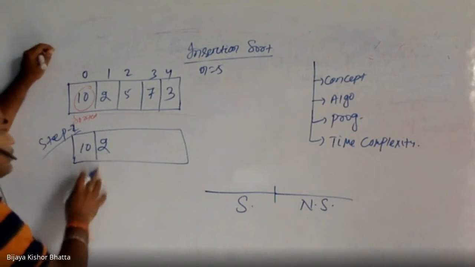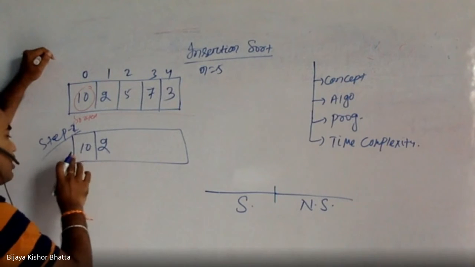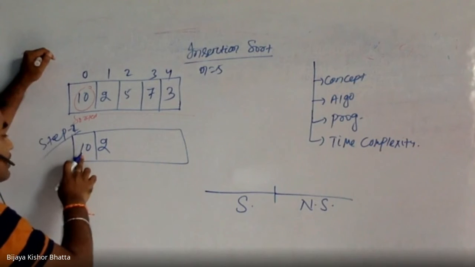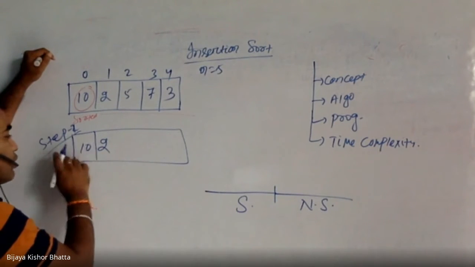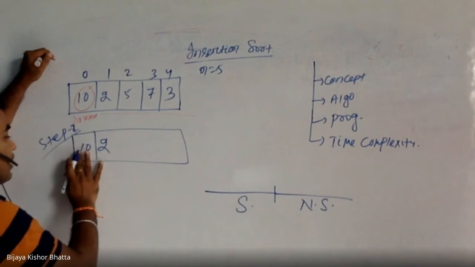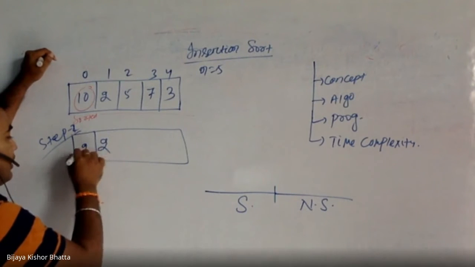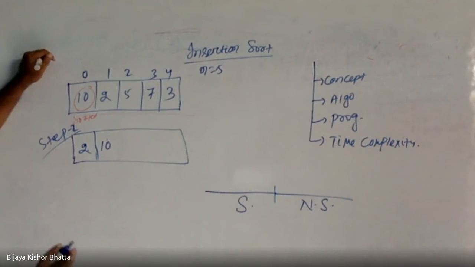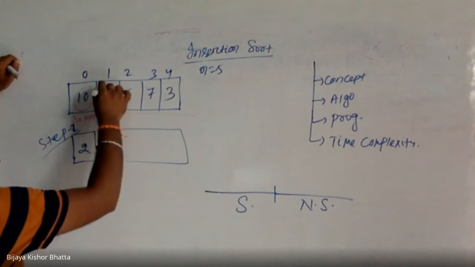Then 2 is coming. So what will you do? You will check whether it is greater than 10 or less than 10. It is less than 10. That means you will swap it here. So 2 will come here, 10 will come here. So that is done.